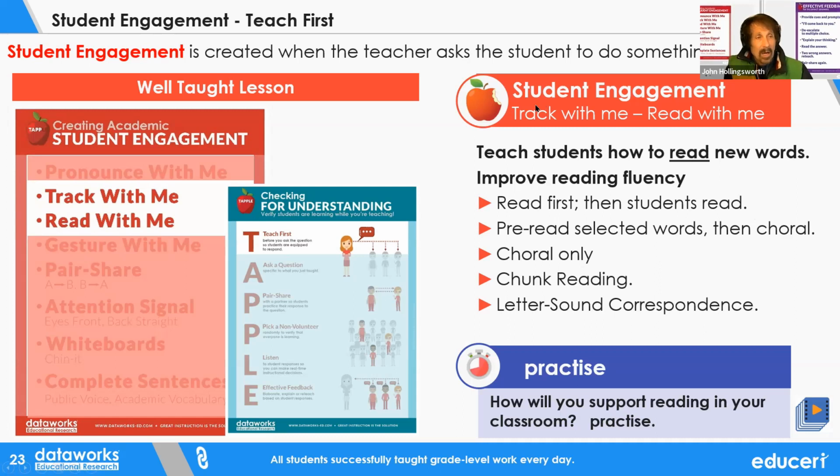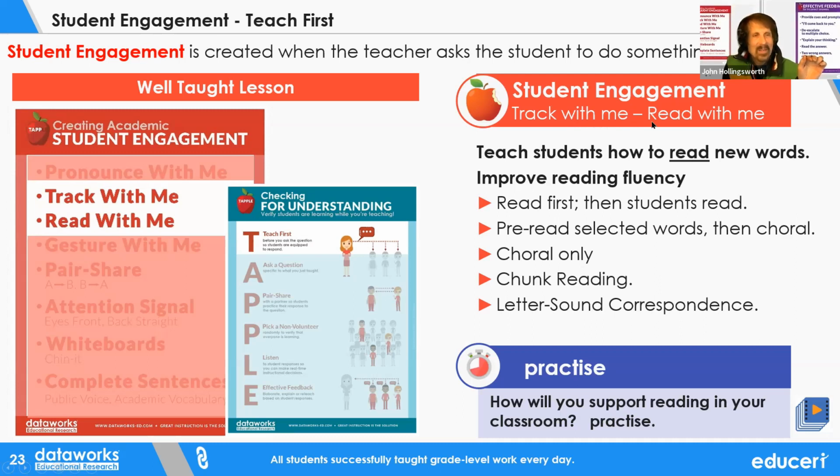Okay, so I'm going to do right here, students. Let's air track. Put your fingers up here. I'm going to read first. Let me see all the fingers here, and then you'll read after me. Student engagement. Track with me, read with me. Class, your turn. Student engagement.